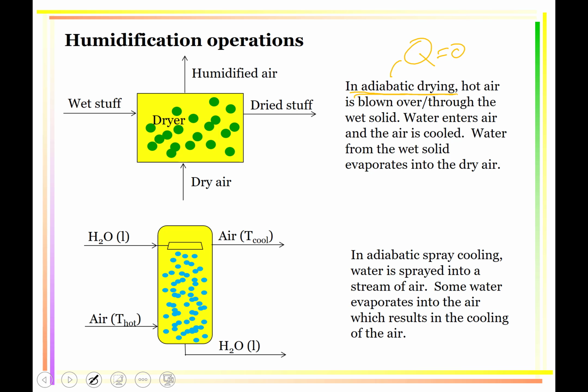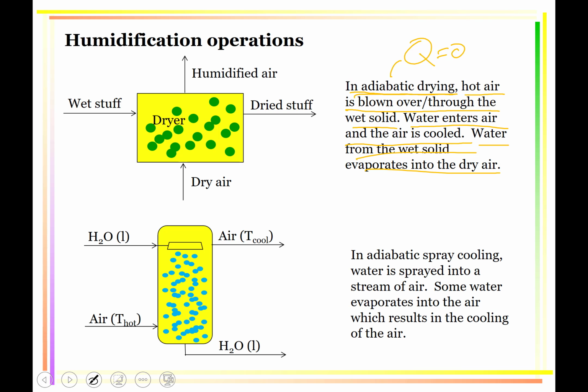So you put in wet stuff like your blue jeans, and you want to take out dried stuff, and you put in dry air, and you take out humidified air. So the hot air is blown over the wet solid, and the water enters the air, and the air is cooled. So the water from the wet solid evaporates into the dry air. So this is drying. I'm sure you're all very familiar with drying.